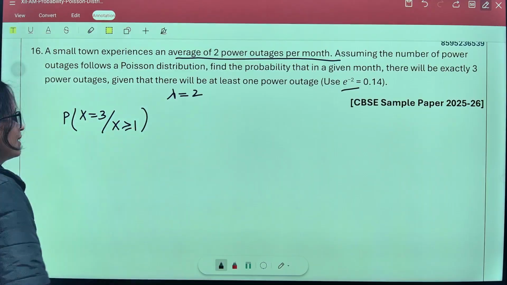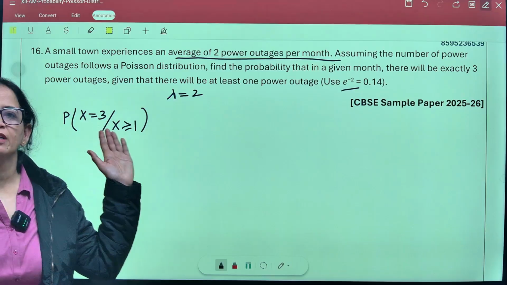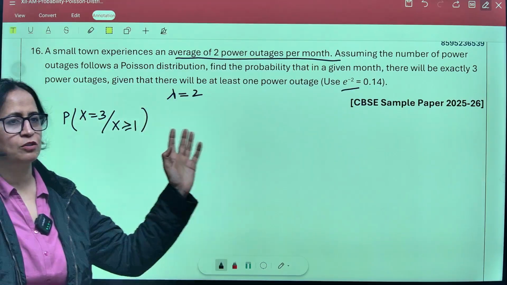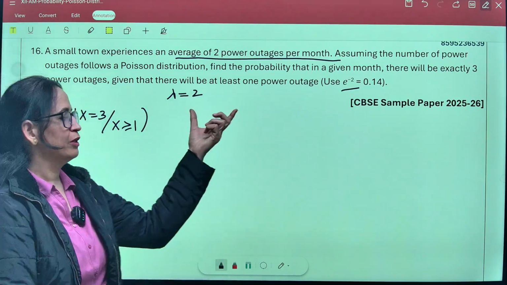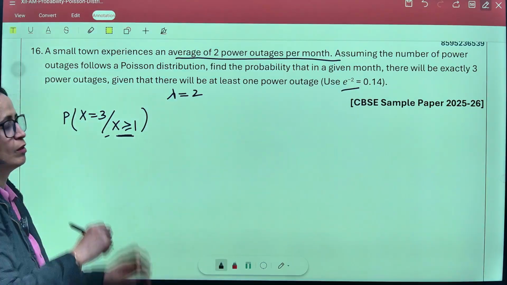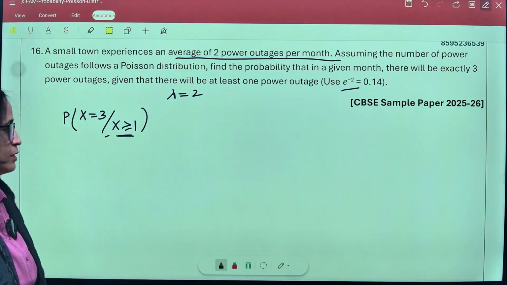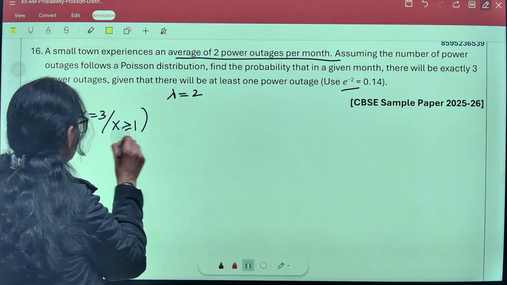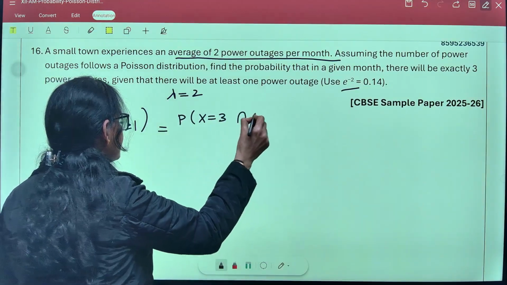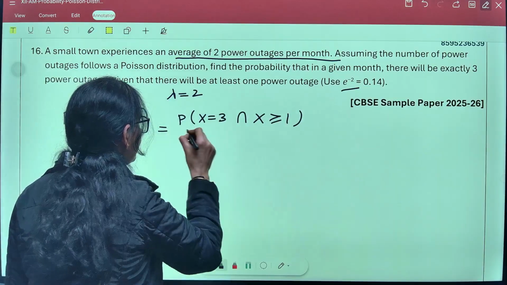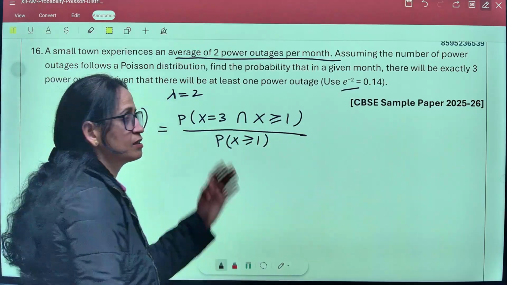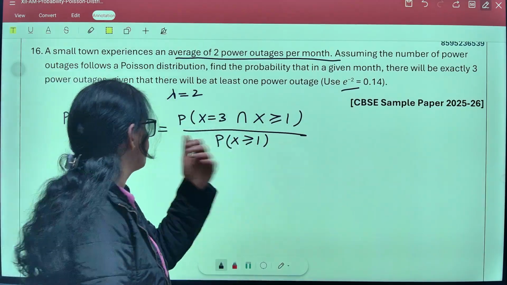If you remember, this is called conditional probability, and we have done conditional probability in grade 11. So how do we calculate conditional probability? In the numerator you have the intersection of these two, and in the denominator you have the probability of the condition that has already taken place. So this is going to be equal to probability of x equal to 3 intersection x greater than or equal to 1, upon probability of x being greater than or equal to 1. We have done this in grade 11, so that gets applied here.